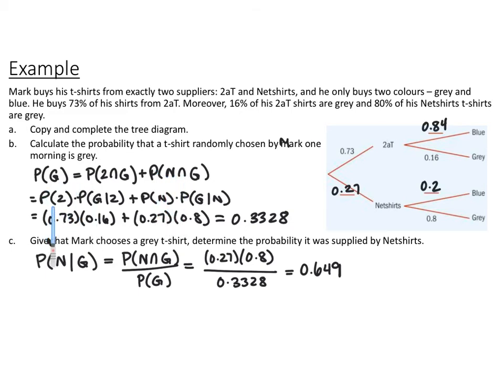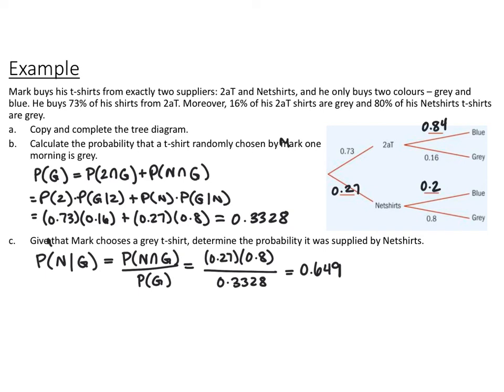So then I calculated the probabilities of these ands here. So the probability that he pulled a 2AT shirt out is 0.73 times the probability that it's gray given that it's a 2AT shirt, 0.16. And then I added that to the other situation, which is the probability that it's a Net Shirt, which is 0.27, times the probability that it's gray given it's a Net Shirt, which is 0.8. And so you end up with basically a 1/3 chance, 0.3328, that if he just randomly pulls out a shirt, it's going to be a gray shirt.